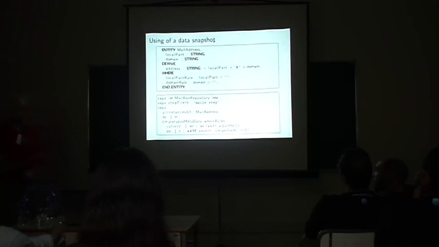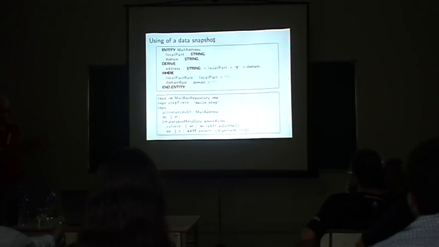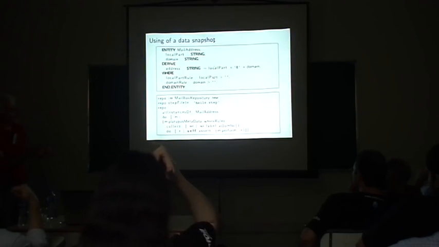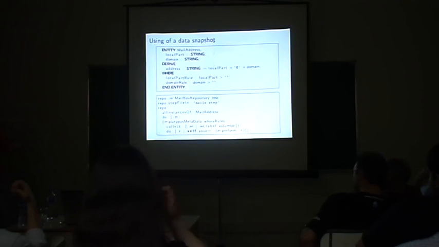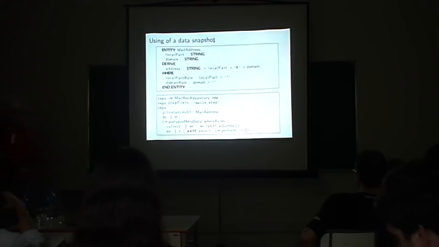For example, here is another Express entity which describes the concept of mail address, with the local part, which is a string, the domain, which is a string, and the address, which is calculated from the local part and the domain. And there are two rules described here: the local part and the domain must not be empty. So now, how can we use this specification, and more specifically these rules, from Smalltalk, and how can we use a snapshot?